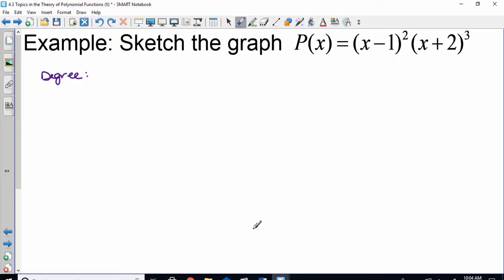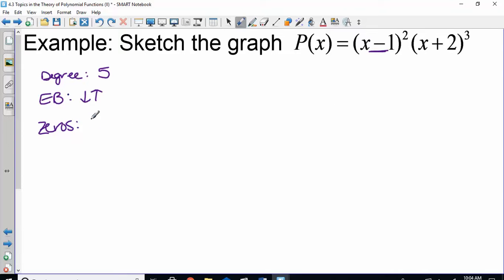Can you guys tell me what the degree would be? We have 2 here and 3 here. So make degree 5. What's the end behavior then? I don't have a negative in front, so it doesn't flip. End behavior is down up. Alright, zeros.